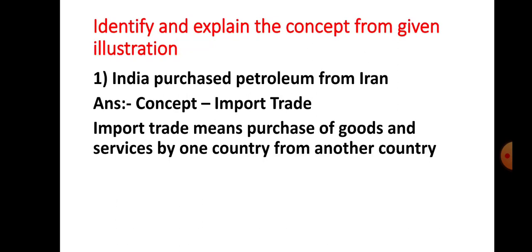Now let us see what kind of question is possible related to this chapter. Here I selected this question: identify and explain the concept from the given illustration. Here the illustration is given: India purchased petroleum from Iran. First you have to identify the concept and after that you have to explain it. So 1 mark for identifying the concept and 1 mark for explaining the concept. Here the concept is import trade. And after that you have to define what is import trade. Import trade means purchase of goods and services by one country from another country.